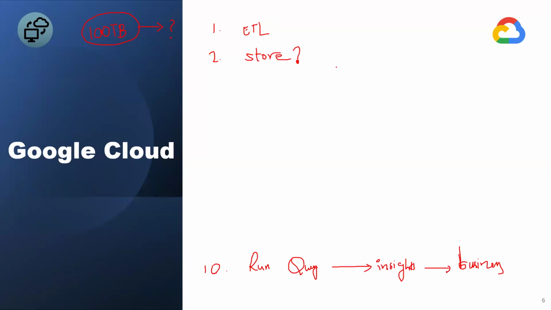Correct. We can store it on our local machines. But if I want to store it on a single machine, can I? My local laptop has around 1 TB, 2 TB, like that only, but I'm giving you 100 terabytes of data. Now tell me, how do you store it?